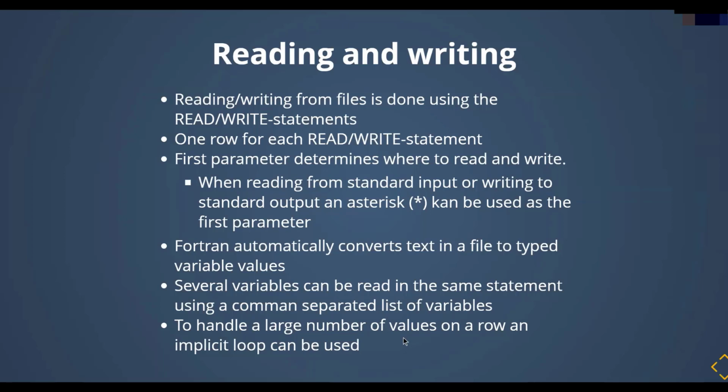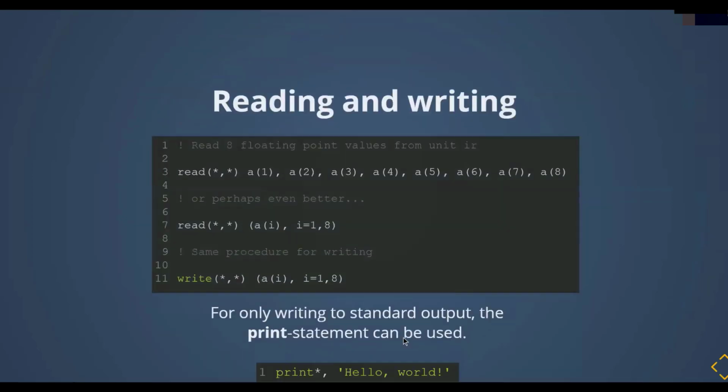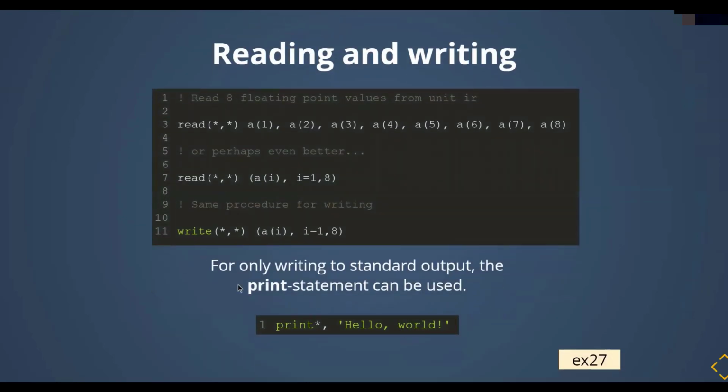Also, if you have a lot of values you want to read in a single line, you can, in a similar fashion as in Python, read using a special implicit loop inside a read statement or write statement. So in this case here, I want to read 8 floating point values from standard input. You can see here I have a star, which means that it reads from standard input. And here I have specified the array values directly that I want to read into. So this read statement expects you to have 8 floating point values separated with commas in the text file.